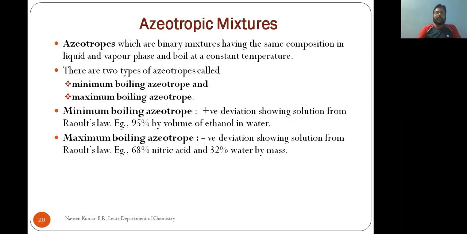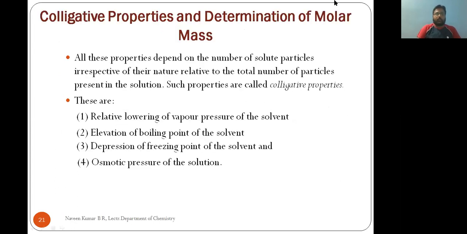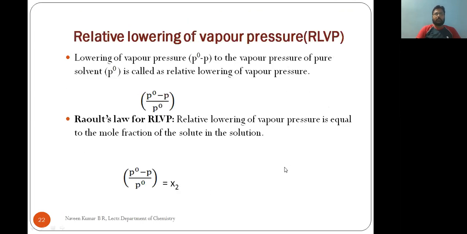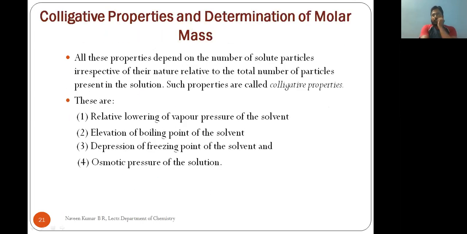The last and important type of solution is our next concept, and the most important concept in the unit. Based on that, we are going to have a numerical problem to determine the molar mass of the solute. It will generally be considered a 3-mark numerical problem for the PU board examination. Now we'll try to understand what a colligative property is and how the property can be used to calculate the molecular mass of the solute present in the solution.